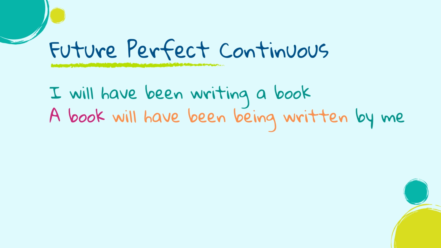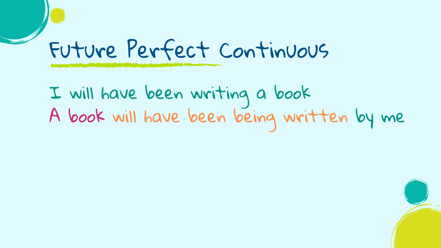The passive form is we change the position of a book into the beginning of the sentence. So it becomes a book will have been being written by me. As you can remember, whenever we have continuous action in the passive sentence, we get the value of continuous into the word being. So we insert the word being between been and written. And that's why the passive sentence becomes a book will have been being written by me.